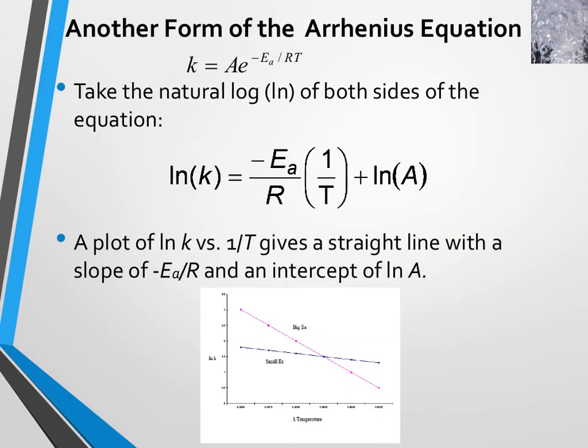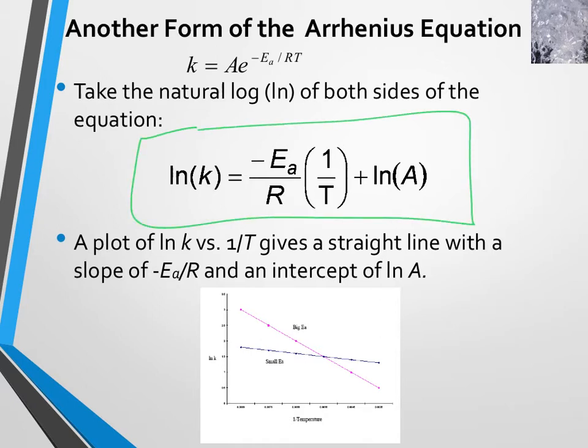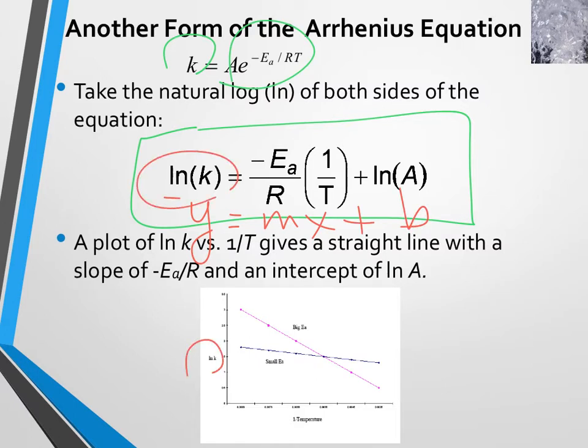Okay, so here's another version of the Arrhenius equation, and this is more commonly used and one that you'll need to be familiar with. They basically just took the natural log of both sides of the Arrhenius equation, and now it's in the format of a line. So y equals mx plus b. So you plot natural log of the rate constant on the y-axis.